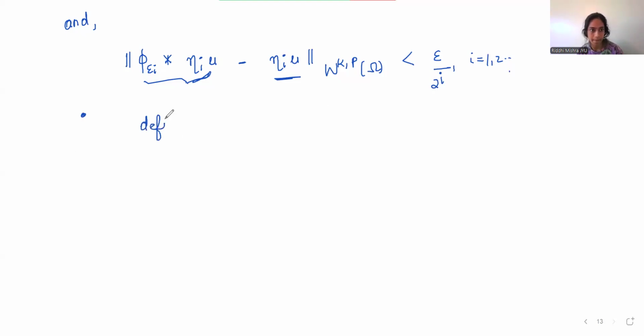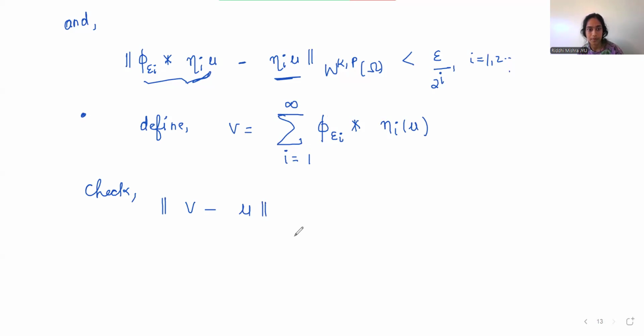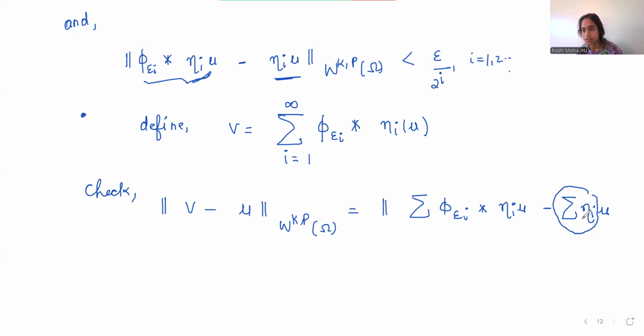Now we define v as the sum over i from 1 to infinity of phi_epsilon_i convolved with eta_i u, because I want a whole approximation. Then you have to check that the W^{k,p}(Omega) norm of v minus u is small. The sum of eta_i u is a partition of unity, so the summation is 1. Actually, I am writing only u here.